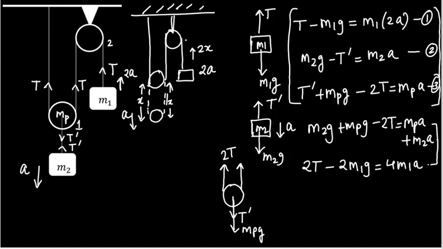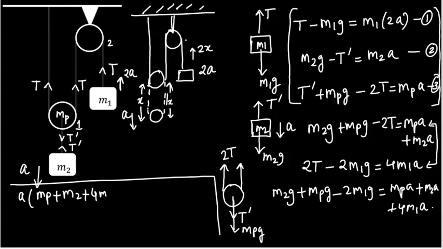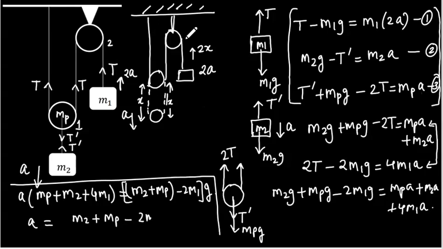Now let's add these two new equations. If we add them, we will get m2g plus mpg minus 2m1g is equal to mpa plus m2a plus 4m1a. Now let's solve for acceleration a. Let me write it in this box here. If I take a common, we have mp plus m2 plus 4m1, and this is equal to m2 plus mp minus 2m1 times g. So acceleration a will be m2 plus mp minus 2m1, multiplied by g, divided by this whole term. So this is the acceleration.